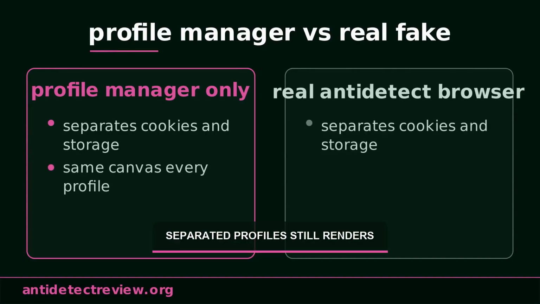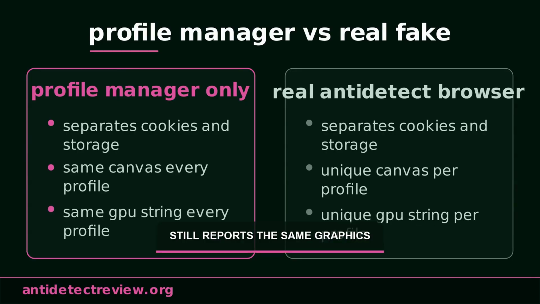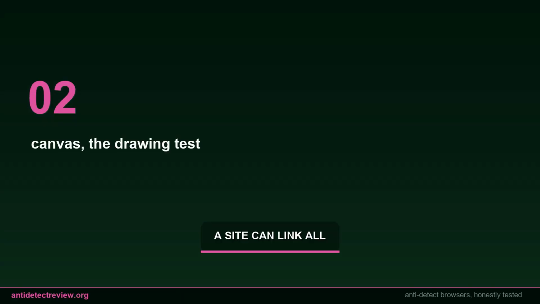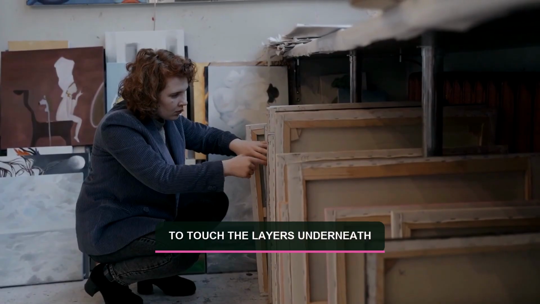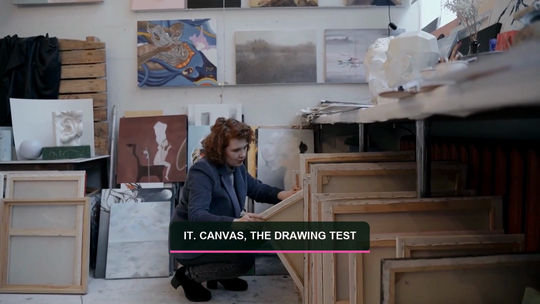If every one of those separated profiles still renders a canvas the same way, still reports the same graphics card, still speaks the same TLS handshake, a site can link all 10 of them back to one browser build in seconds. A real anti-detect browser has to touch the layers underneath the interface, not just the tabs sitting on top of it. Canvas, the drawing test.